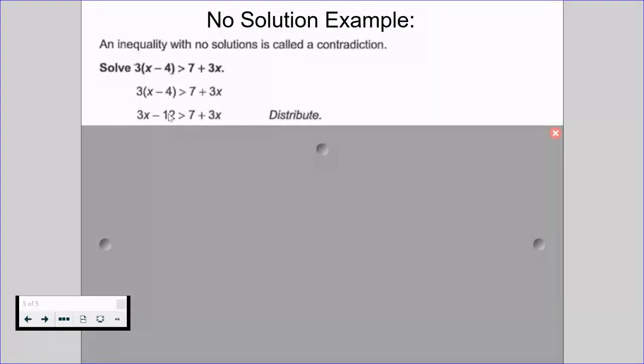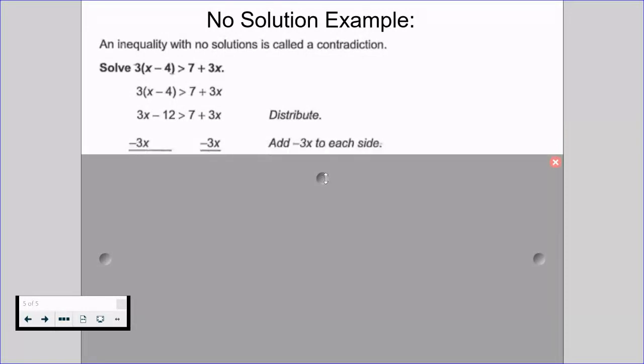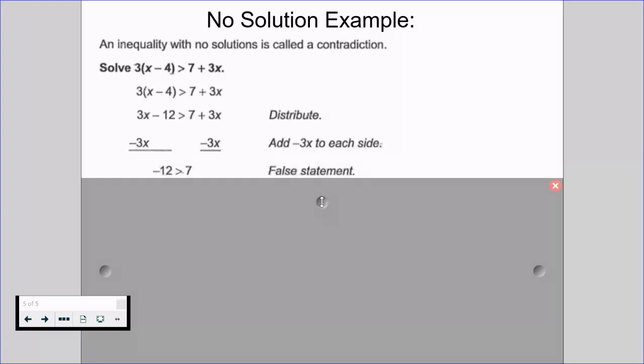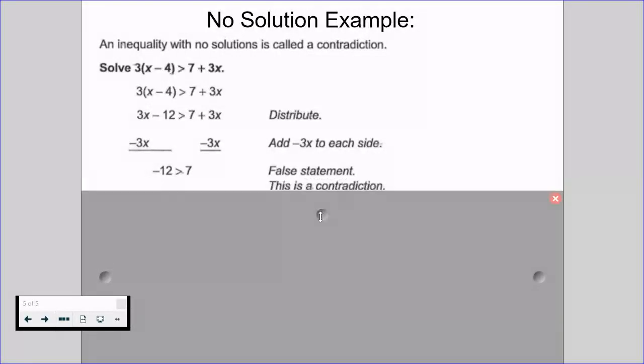And we can't combine any like terms on the left-hand side, nor can we combine any like terms on the right. So we want to move our variables to one side and the number in comparison to the other side. Well, I notice I have the same term of our variable, the same coefficient of 3. So we're going to subtract 3x, or sometimes you hear it as add negative 3x. It's the same thing. And we end up with negative 12 is greater than 7. And we need to think to ourselves, is this true? Is negative 12 greater than 7? No, it's not. It's a false statement.